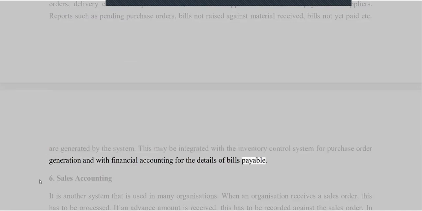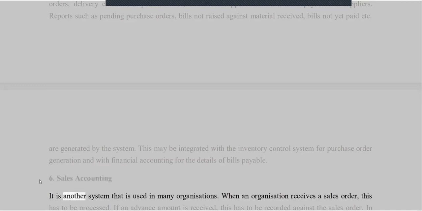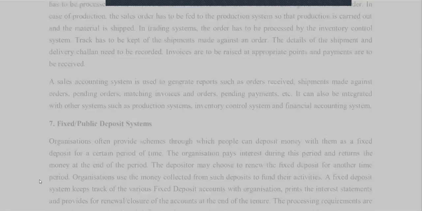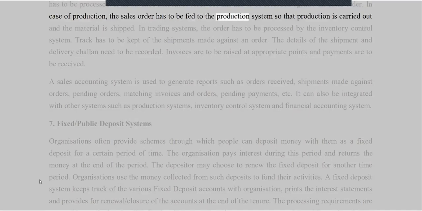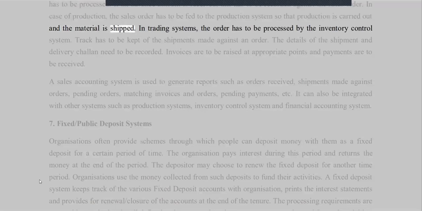of bills payable. 6. Sales accounting. It is another system that is used in many organizations. When an organization receives a sales order, this has to be processed. If an advance amount is received, this has to be recorded against the sales order. In case of production, the sales order has to be fed to the production system so that production is carried out and the material is shipped.